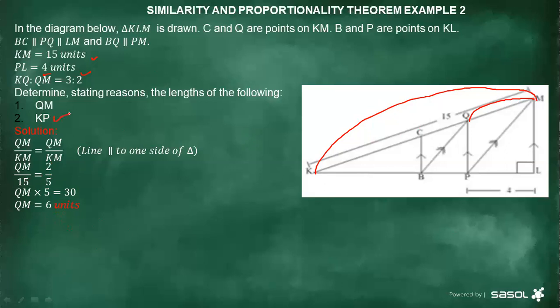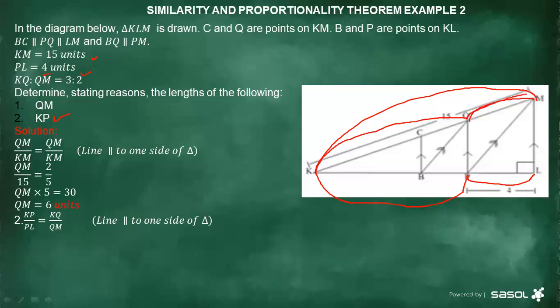Number 2, it says KP. Where is KP? KP is this one here. We have to calculate that distance. We say KP is what we need, divided by PL, where we are given the actual distance. We can see from P to L is 4 units. Then the way we have moved on this side, we have to move the same way to the other side, which is KQ. Where is KQ? Here's KQ from here, and then QM is there.